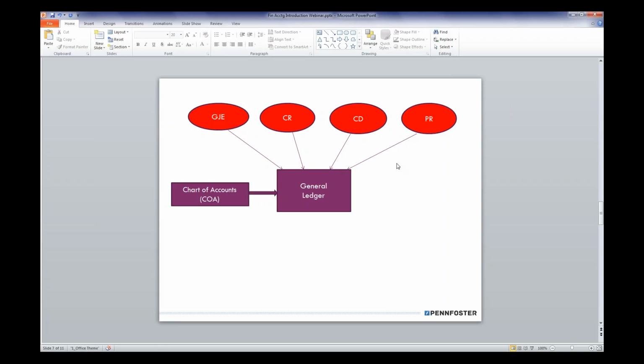It's sort of like using a filing cabinet. One drawer is for general journal entries, the second drawer is for cash receipts, the third one for cash disbursements, and the bottom drawer for anything that has to do with payroll. So journal entries are put into journals and then posted into our ledger accounts.